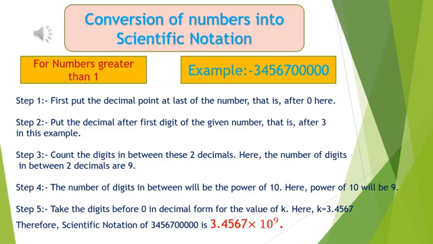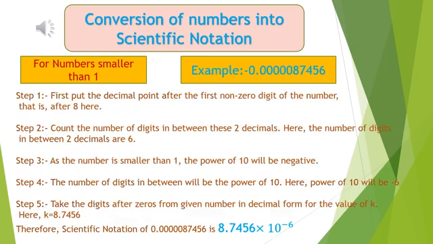So 3.4567. Stop here because after 7 there are only zeros. So you will write only non-zero digits. So k will be 3.4567. Now the scientific notation of this given number is 3.4567 multiplied by 10 raised to the power 9.